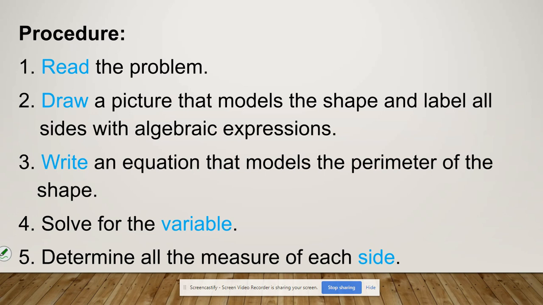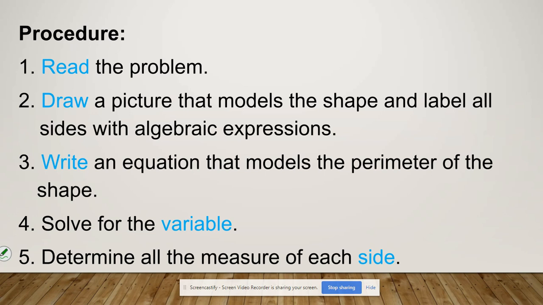Second, draw a picture that models the shape and label all sides with algebraic expressions found within the word problem. Third, write an equation that models the perimeter of the shape by adding up all the sides and setting it equal to the given perimeter. Fourth, solve for the variable. Fifth, determine all the measures of the sides. So take that variable, plug it into each side, find its actual length.